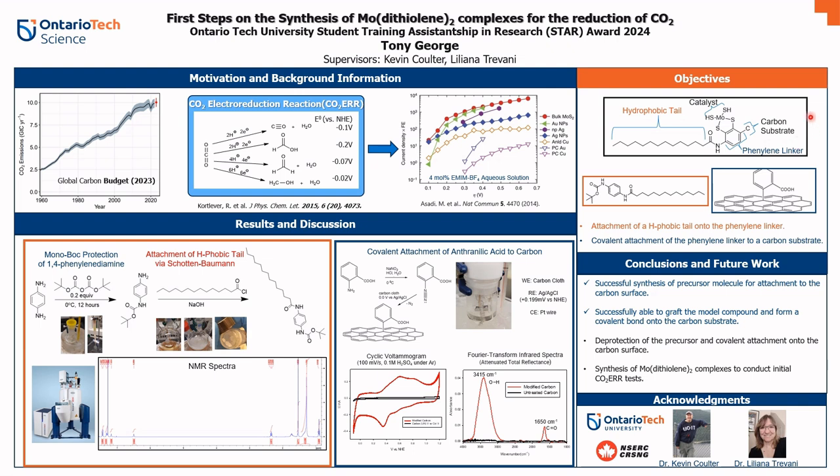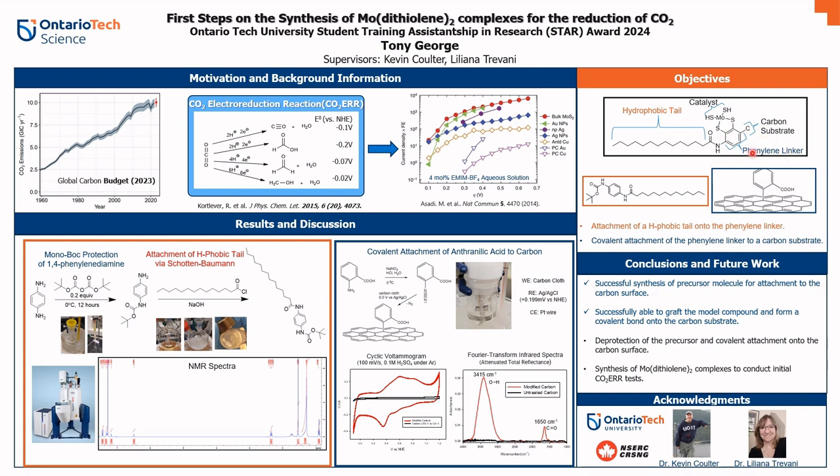The final objective of this project is to synthesize this molecule, which will serve as a more efficient catalyst for the reduction of CO2. There are a couple parts here that I'd like to highlight to explain why we're using it. The hydrophobic tail is used for the attraction of CO2 towards the catalyst. CO2 itself is a nonpolar molecule, therefore like attracts like. A nonpolar tail will attract our nonpolar CO2 towards the catalyst and therefore increase the formation of product.